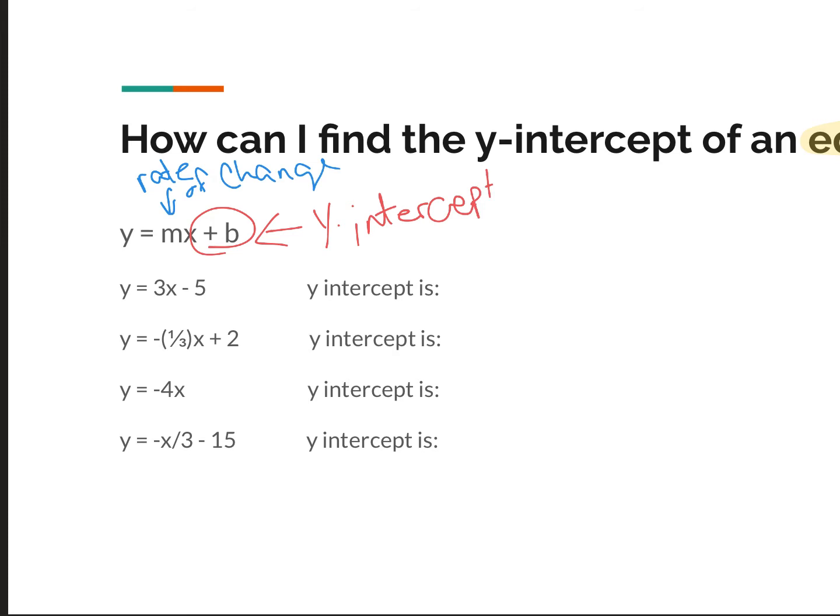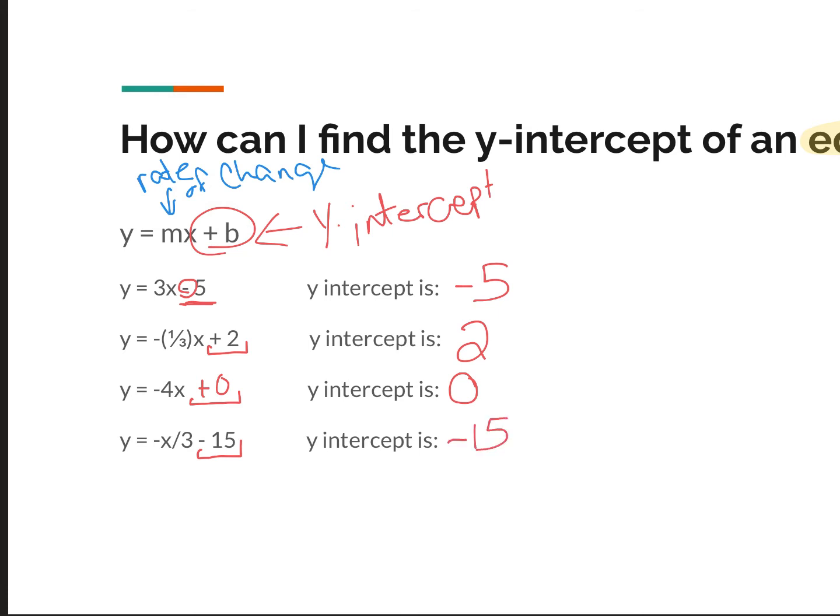So when I look at this first one, this right here is b. Notice it is minus 5. That minus tells me that my answer is going to be negative 5. So in this case, the y-intercept is negative 5. The next one, it says plus 2. So my y-intercept is a positive 2. Let's look at this one. This one, it doesn't say anything. Well, what would be there that we wouldn't write? How about plus 0, right? We would never write plus 0. This one has a y-intercept of 0. And this last one, negative x divided by 3 minus 15, our y-intercept is just negative 15.